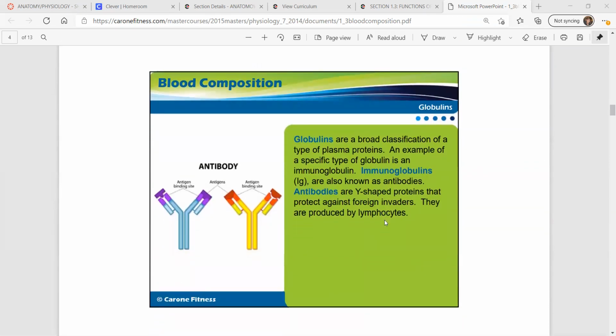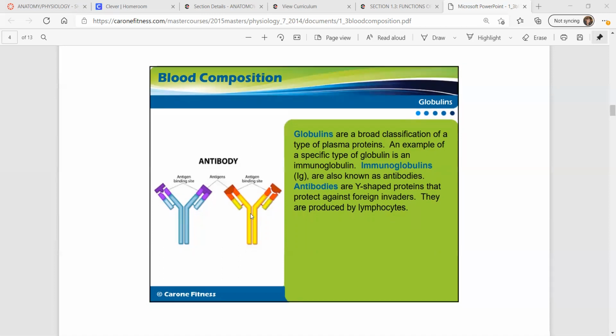Globulins are a broad classification of a type of plasma protein. An example of a specific type of globulin is an immunoglobulin. Igs are also known as antibodies. And these are Y-shaped proteins that protect against foreign invaders. They are produced by lymphocytes. You can see the Y shape here.